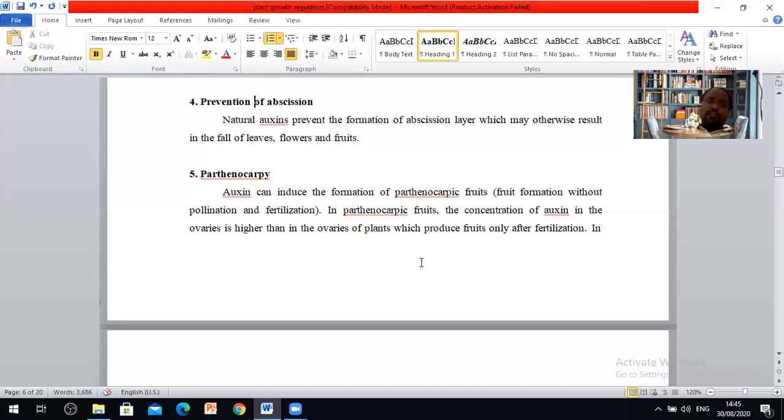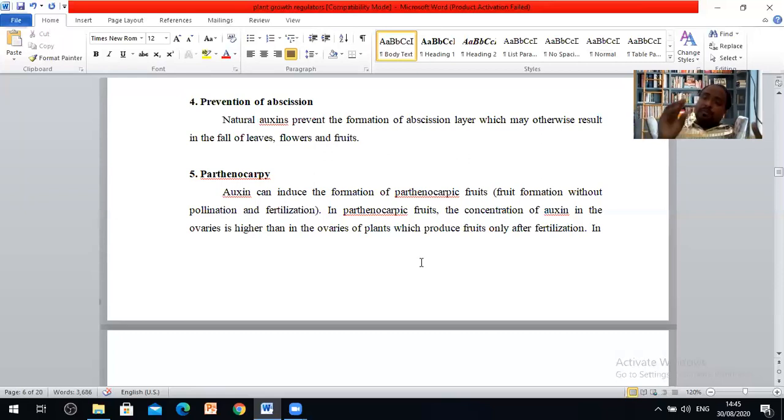Now, parthenocarpy. We know the process of parthenocarpy, where the formation of fruits takes place without forming seeds. Auxin can induce the formation of parthenocarpic fruits, that is, formation of fruit without pollination. As pollination is not there, seeds will not be formed, and as fertilization is absent, the seeds are not formed.